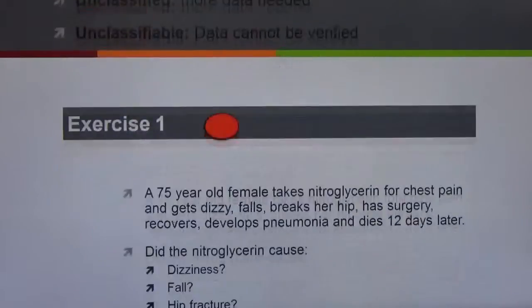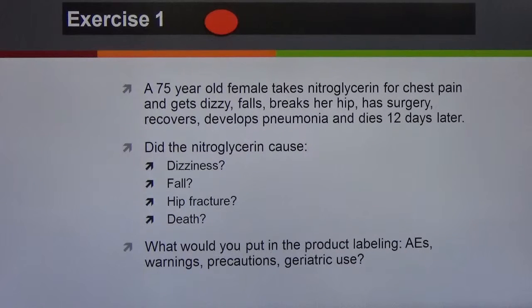Let's do a little exercise because I can see that people are tired already. A 75-year-old female takes nitroglycerin for chest pain and gets dizzy. Falls, breaks her hip, has surgery, recovers, develops pneumonia, and dies 12 days later. Did the nitroglycerin cause dizziness? Did it cause the fall? Did it cause the hip fracture? Did it cause death? How many say yes to dizziness?